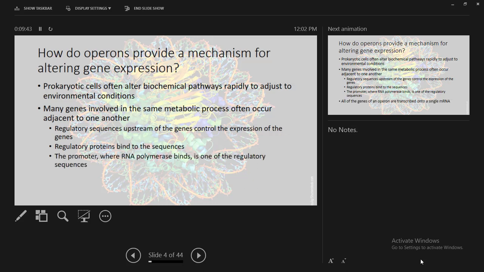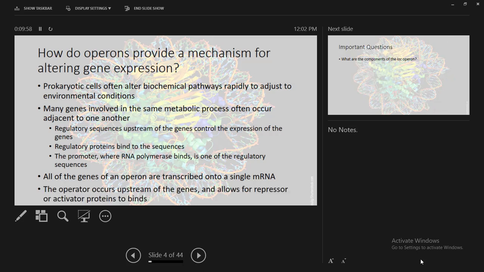So the promoter is one of these regulatory sequences, and the operator is the other. And all of these genes of an operon are transcribed into a single mRNA. We already mentioned this. And so then we've got an operator, another regulatory element, that allows things to bind to it to shut down, or sometimes we'll see this with another operator, accelerate the transcription of those genes. Okay? Any questions? This is just in general.